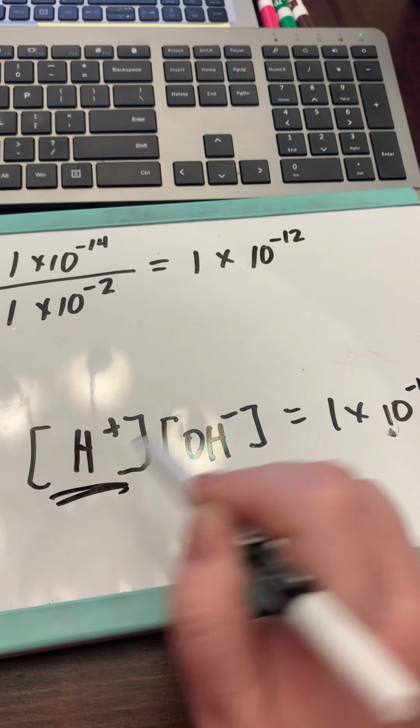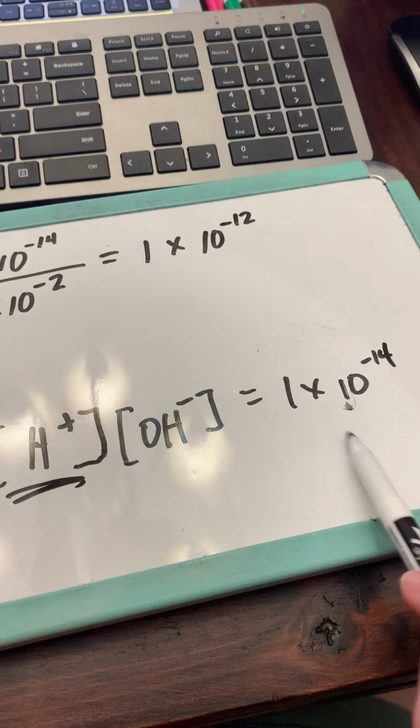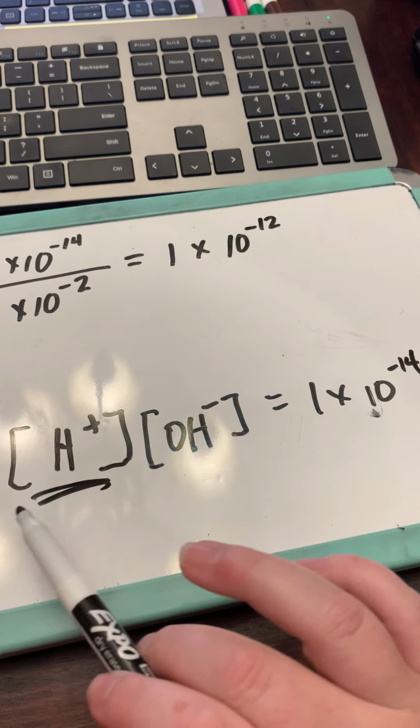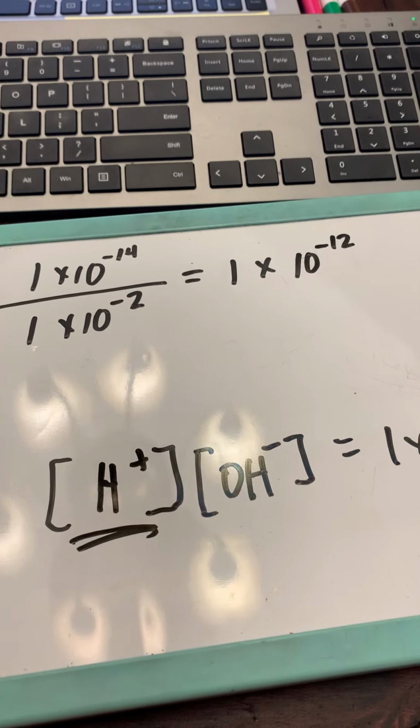We know H plus. I believe it was H plus. So we know H plus, so we can find OH minus by dividing this by this value. And the H plus value happened to be the 1 times 10 to the negative 2.